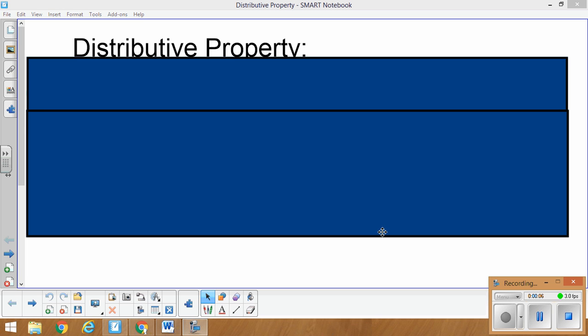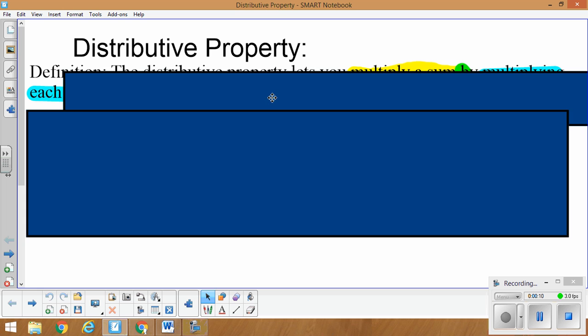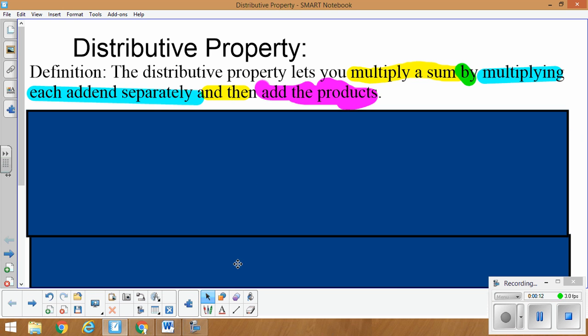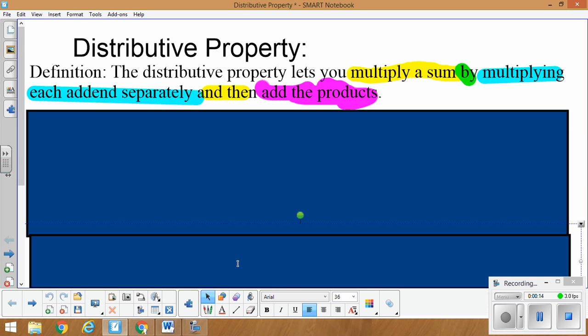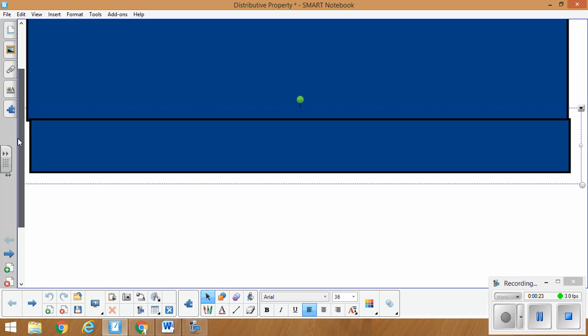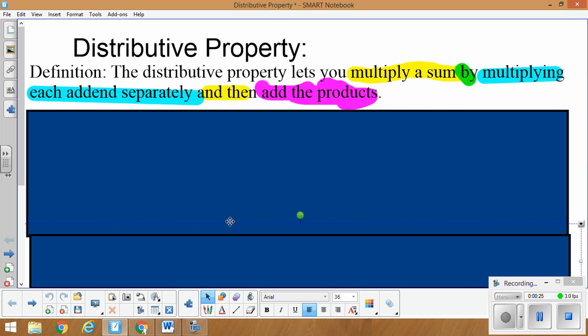Please have your video packet in front of you, and let's begin with some vocabulary. If you have some markers or highlighters, I strongly urge that you pause this video and go get them, because it's going to make this definition a lot easier to look at when you highlight it the way that I did.